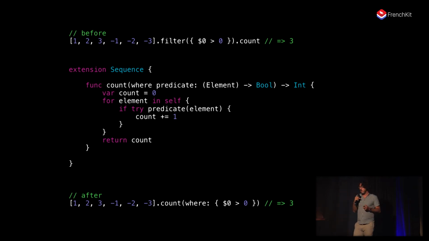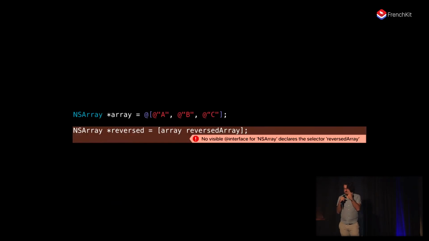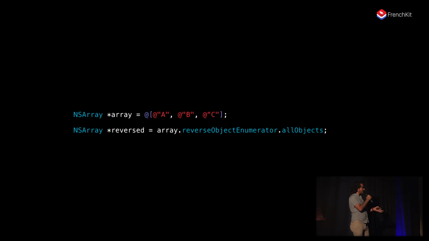Another example of a hidden optimization is, we'll take this Objective-C code. There's 3 elements in this array, the strings A, B, and C. And we write some code, and we expect, oh, it might be called reversedArray. Let's just type reversedArray and see what happens. And of course, it says, no visible interface for NSArray declares the selector reversedArray, which sucks. So we replace that code with array.reversedObjectEnumerator.allObjects, which is a mouthful, but it works.